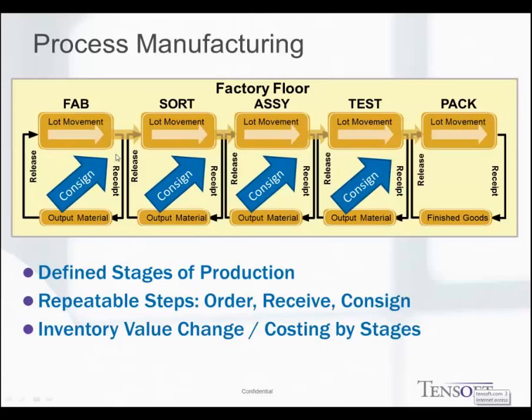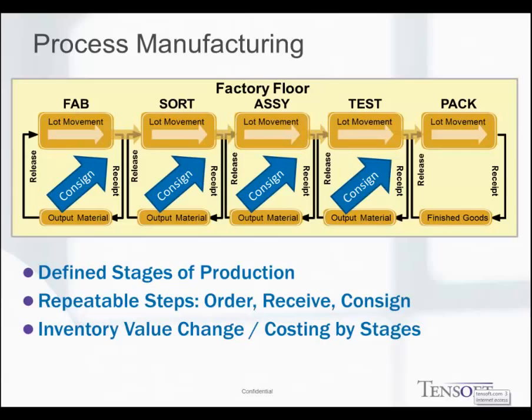And so we consign, we order to add value, we receive that, we have new material, we consign that to the next step, we order, we add value, we have new output, we consign that material to the next step. And it really is this order, receive, consign, with each time we do a receipt for a major production step or a minor one, we have an inventory value change that occurs.